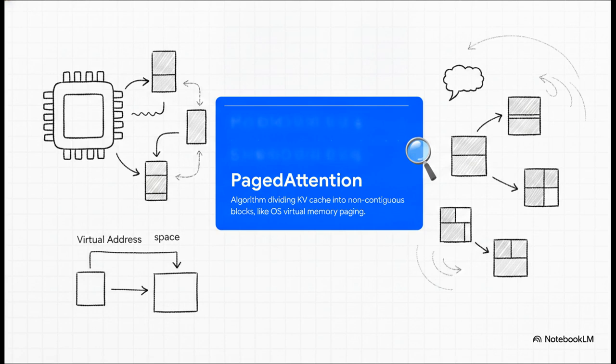So enter vLLM and PagedAttention. It's this incredibly elegant solution that borrows the concept of virtual memory directly from operating systems. It allows for flexible, fine-grained sharing of memory blocks across requests. Instead of reserving one giant contiguous block up front, the memory is dynamically paged out. This practically eliminates fragmentation and allows totally different requests to efficiently share memory. It's a total game changer.